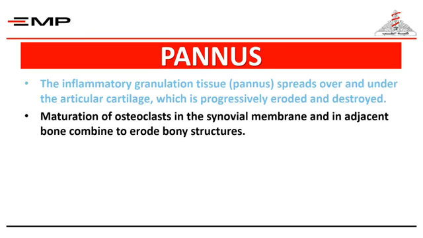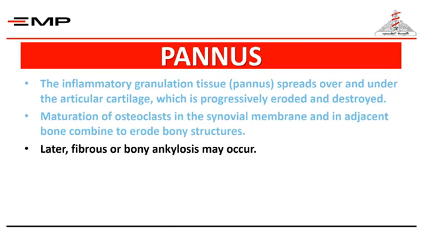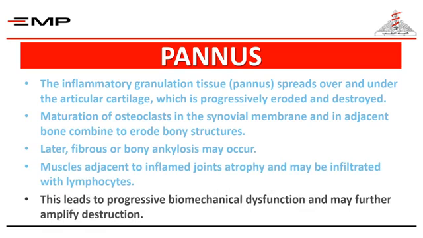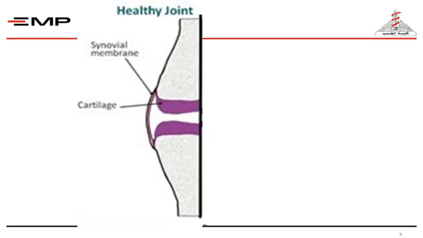Maturation of osteoclasts in the synovial membrane and in adjacent bone combine to erode bony structures, as we see in the previous video. Later, fibrous or bony ankylosis may occur. Muscles adjacent to inflamed joints atrophy and may be infiltrated by lymphocytes. This collectively leads to progressive biomechanical dysfunction and may further amplify destruction of the joint.